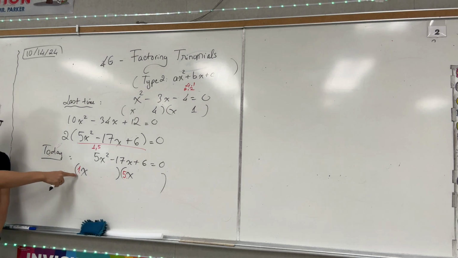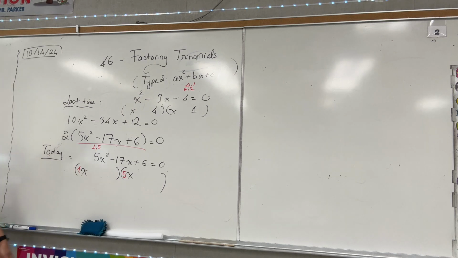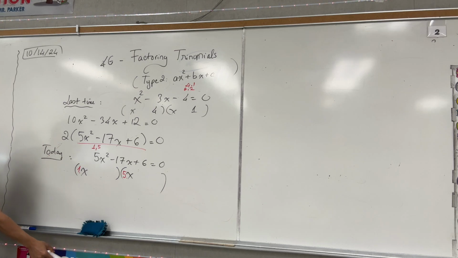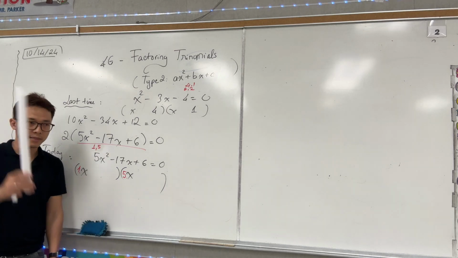But do we need to write the invisible 1? No, right? Where is it? Here. x and 1x. So when you buy this, you buy this. No, they come together.